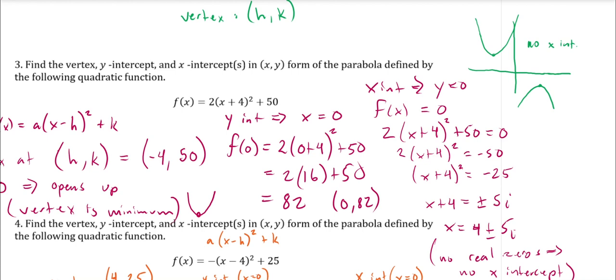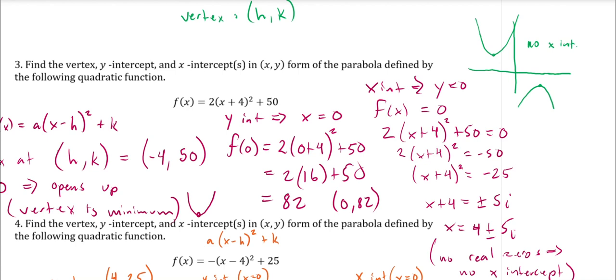Now, this is going to be the hallmark of not having an x-intercept. Negative 4 plus and minus 5i are not real numbers, so this thing doesn't have any intersection with the real x-axis. The x-axis is all real numbers. And this says, well, the only time this parabola is going to be 0 are at these complex values. Okay, so in that case, we are not going to see an x-intercept.